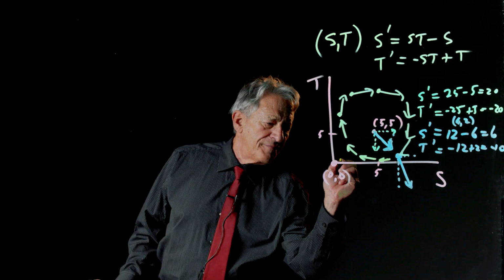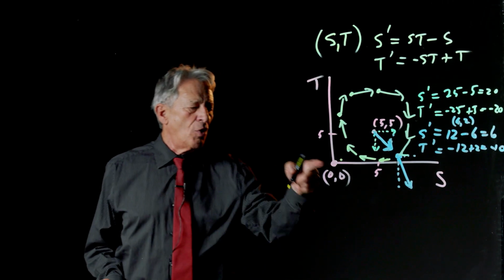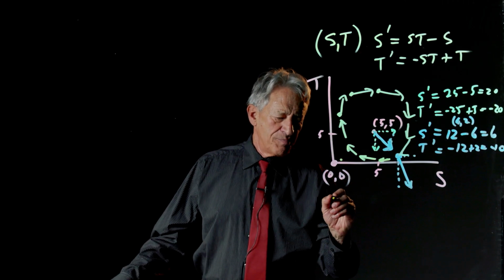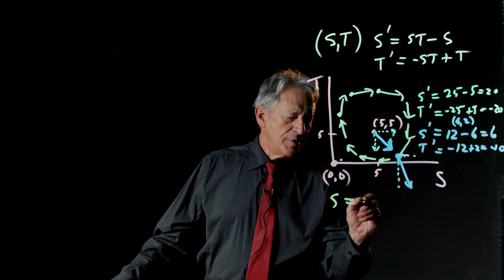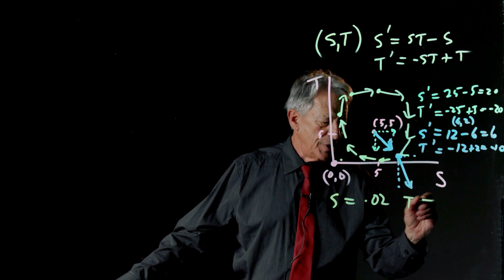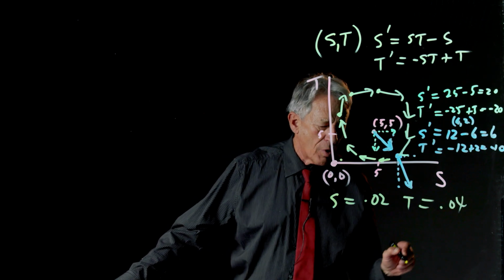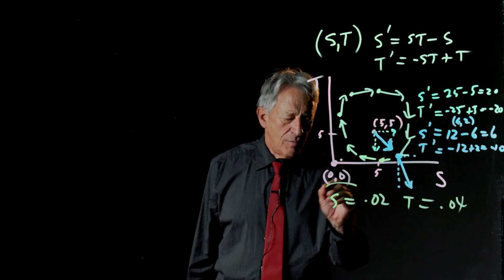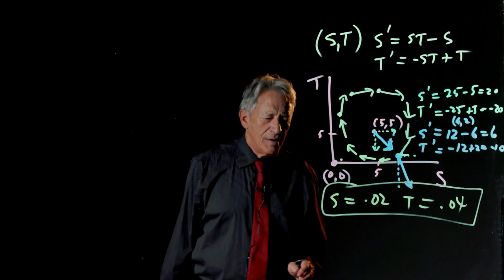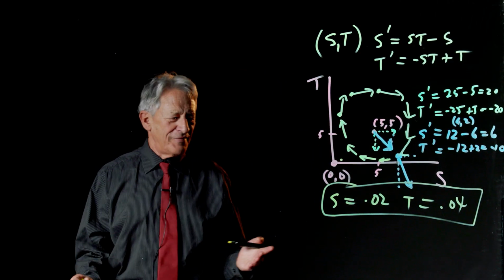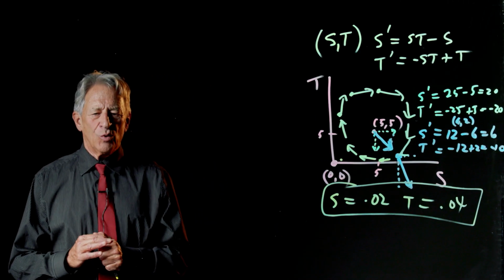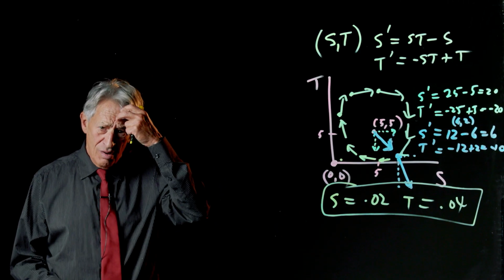We have very, very small points here. And let's say this point is S equals 0.02, T equals 0.04. Now, you might reasonably ask an almost philosophical question, which is, what does that mean? What does S equal 0.02 mean?